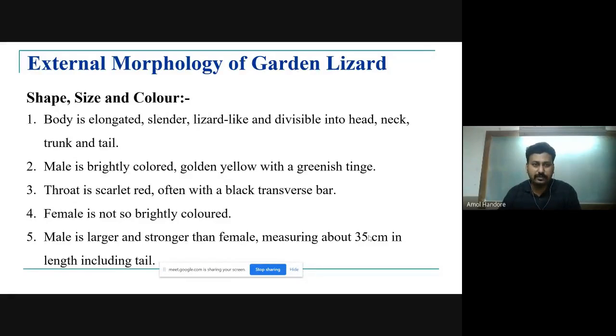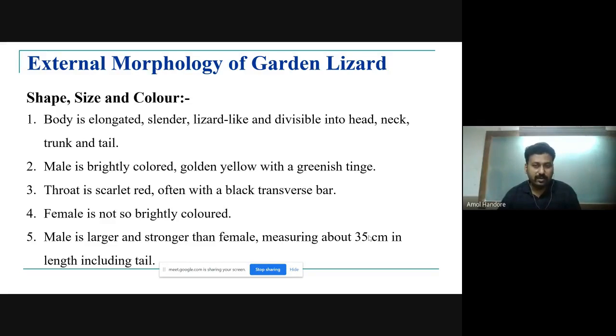So how is the shape? The body is very elongated, slender, and basically divided into 4 body parts, that is head, neck, trunk, and tail. Now, if we see, the males are brightly colored. Sometimes they show a golden yellow or greenish tinge to the body.